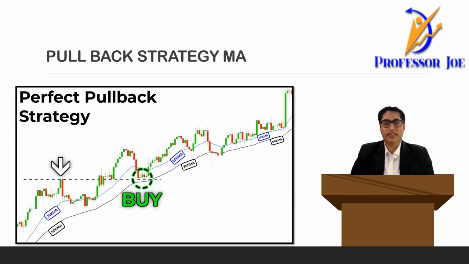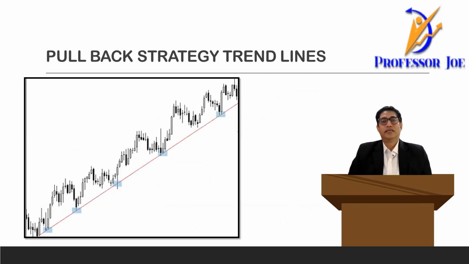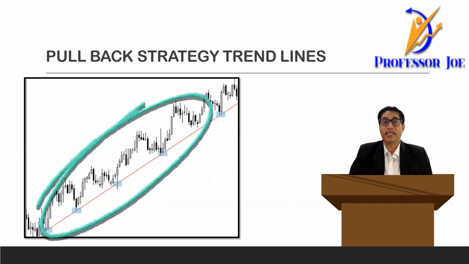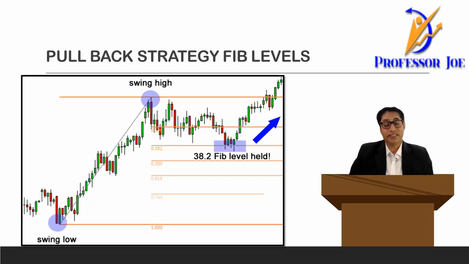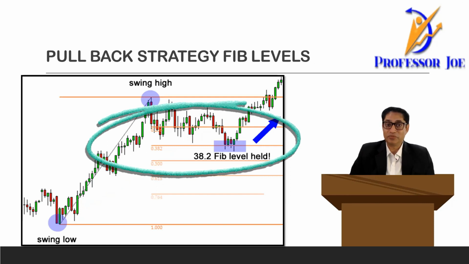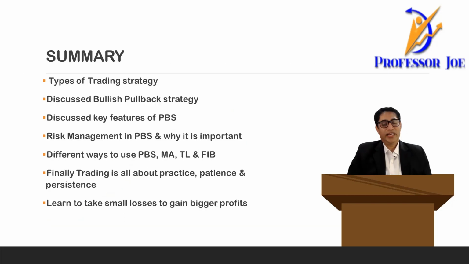This is another way that you can look for a pullback strategy. This is using a moving average. This is called a dynamic support area. This is another strategy which you can use using trend lines or trend line zones to go for the buy in a pullback strategy. This is another strategy that you can use using Fibonacci retracement for a buy trade using a pullback strategy. So like you have seen different methods in which you can use the pullback strategy to go for a buy trade in a bullish trend.